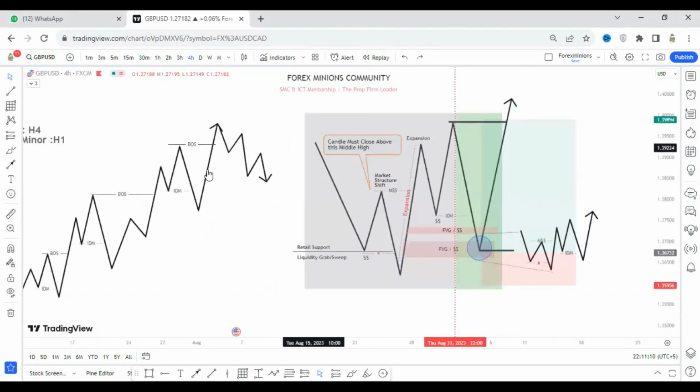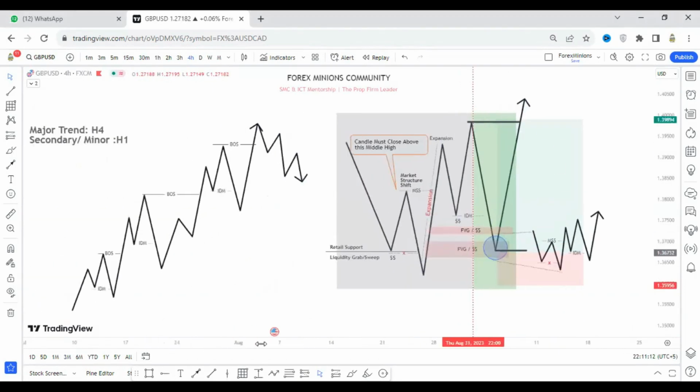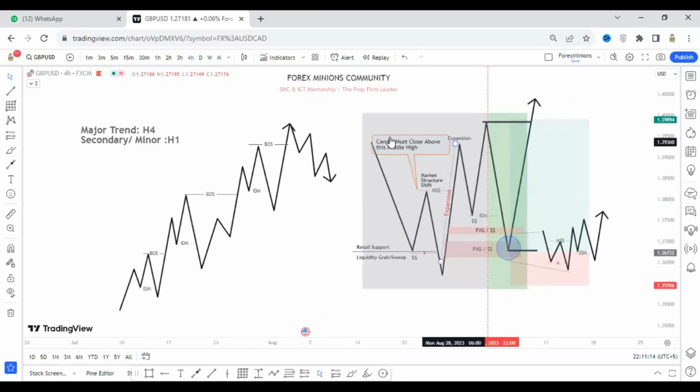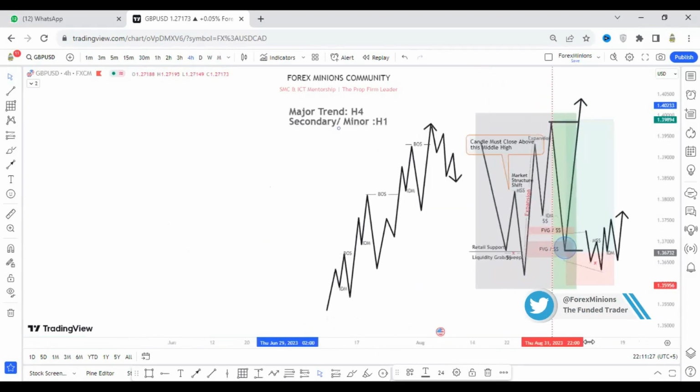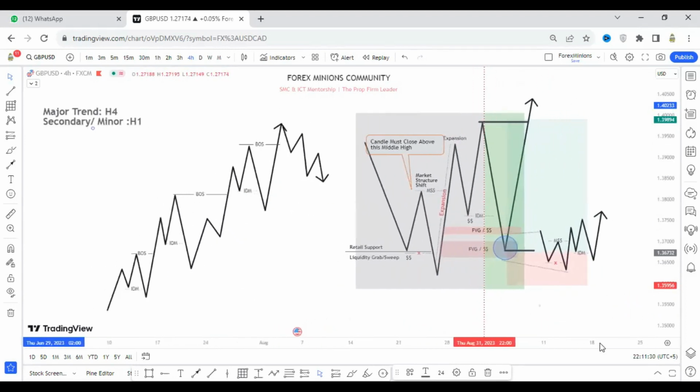So we have studied this whole schematic diagram for the buy side, the bullish trend. So what are the rules? We have to find the major trend on H4 and the minor trend on H1. Now give me a second, let me type the following rules for you.